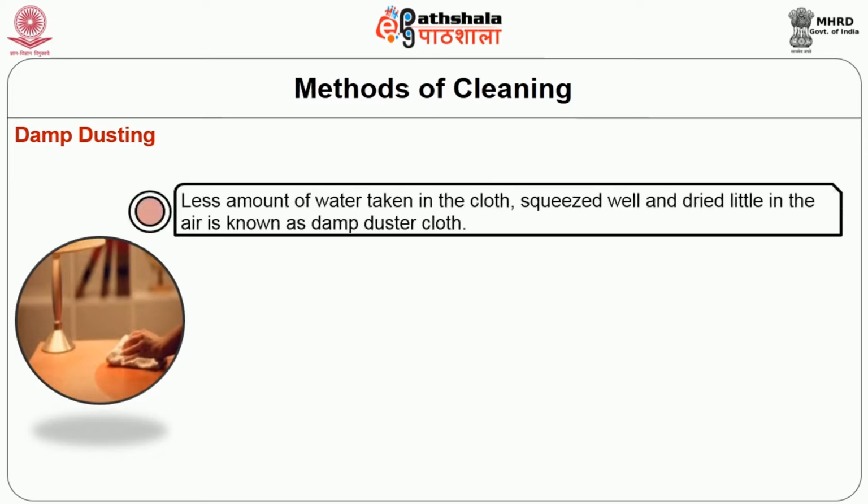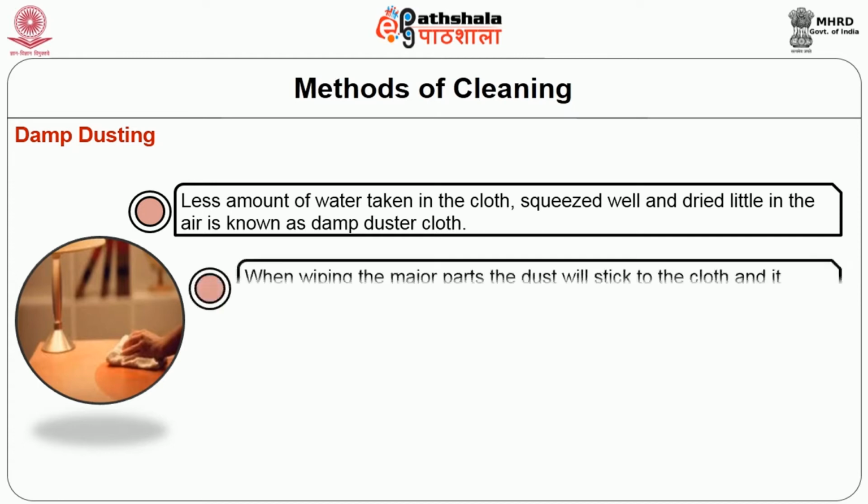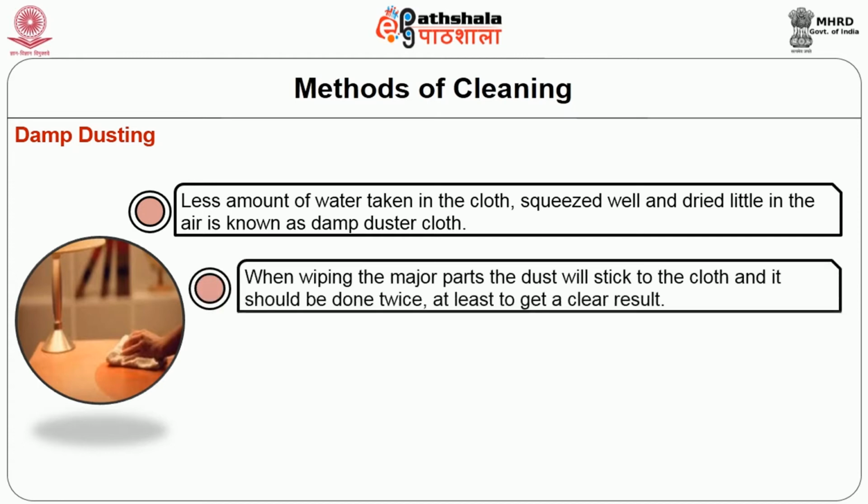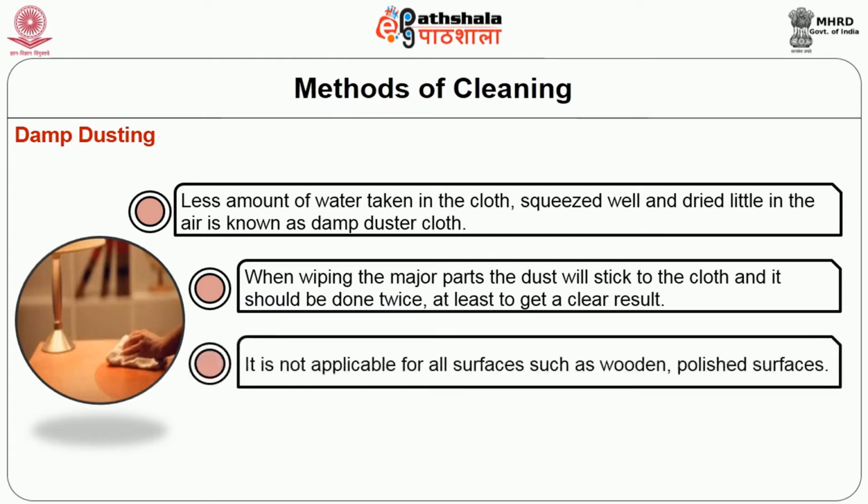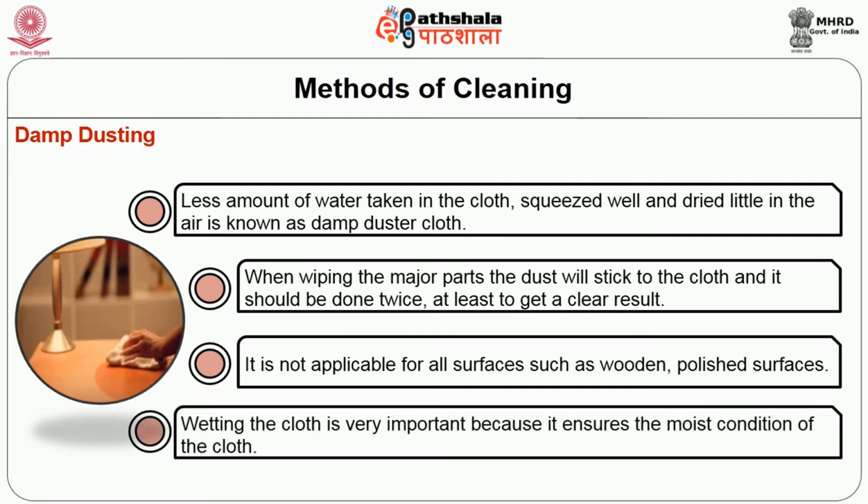A cloth taken with a small amount of water, squeezed well and dried a little in air, is known as a damp duster cloth. When wiping, the major part of the dust will stick to the cloth, and it should be done at least twice to get a clear result. It is not applicable for all surfaces, such as wooden or polished surfaces. Wetting the cloth is very important because it ensures the moist condition of the cloth.